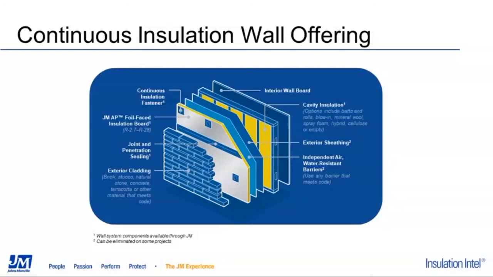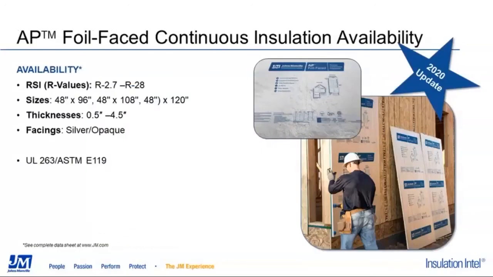AP foil is our most common offering on the polyiso board line. This is your standard foil facing you see on the image there on the right. Typically, like I said, 4x8 pieces, but we have a little bit of flexibility to get up to 10-foot lengths, and then various thicknesses up to 4.5 inches thick.